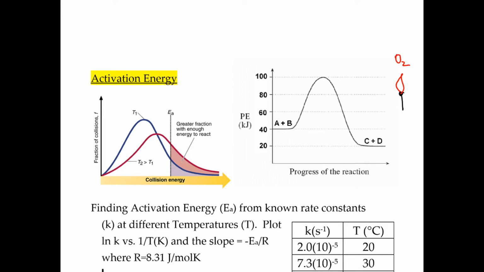But a match won't light unless you start it. You have to give it that initial activation energy. And that could be represented right here. So the match starts right here, and then you have to give it some activation energy to get it burning. And then once it burns, it actually releases more heat. And so that's why it is exothermic when it reacts. So this represents an exothermic reaction.